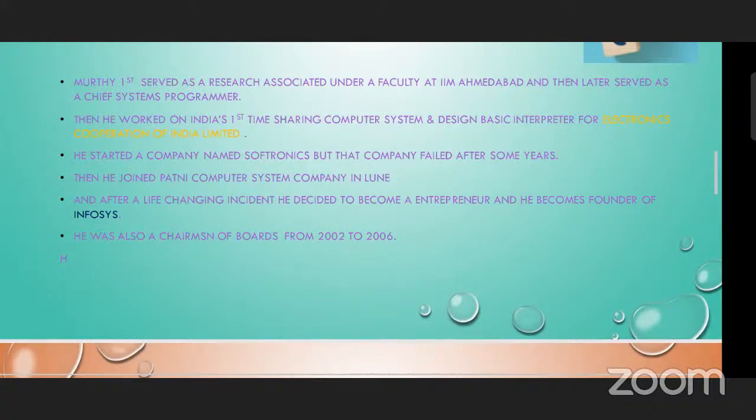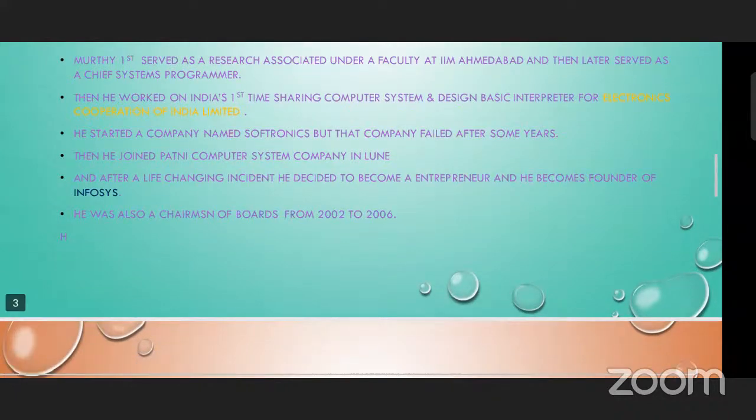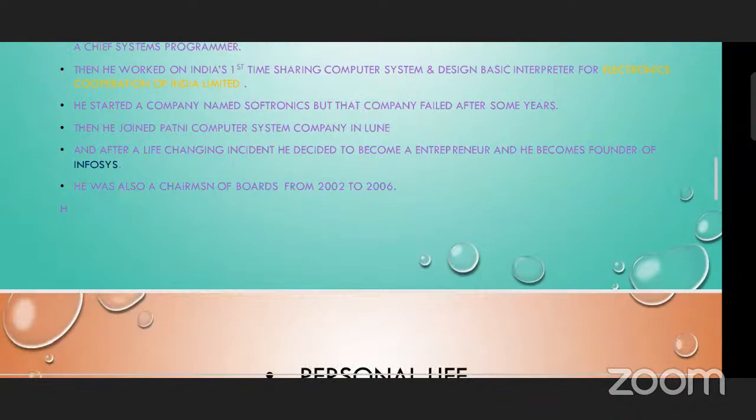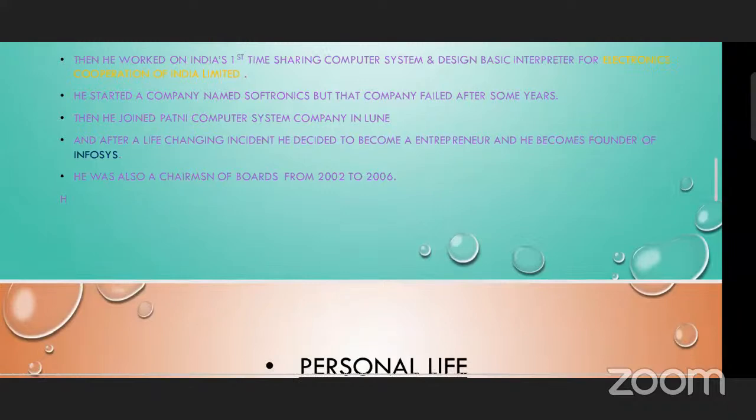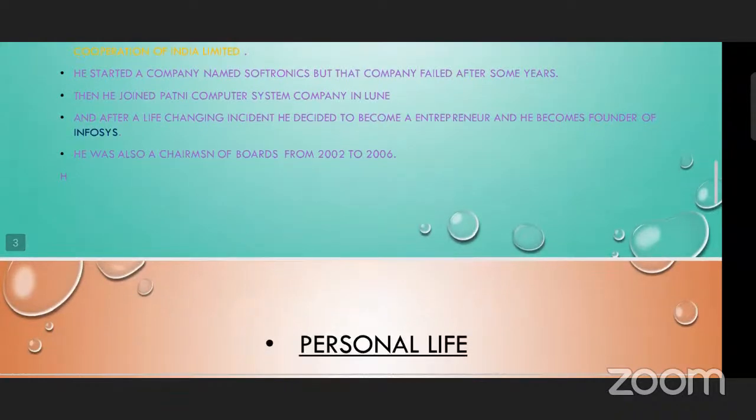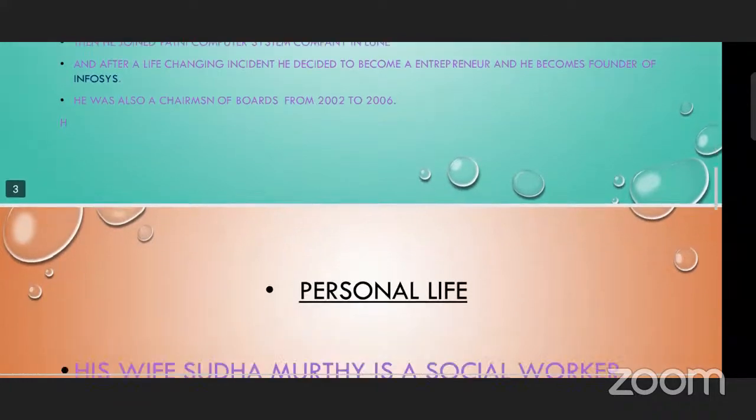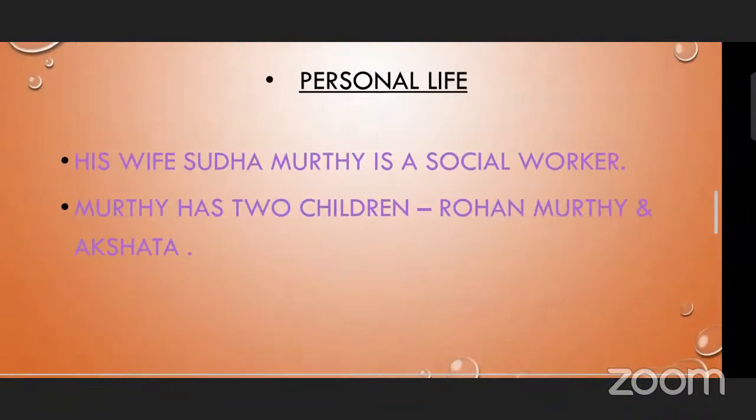He started a company named Softronix, but that company failed after some years. Then he joined Patni Computer Systems in Pune. After a life-changing incident, he decided to become an entrepreneur and he became the founder of Infosys. He was also the chairman of the board from 2002 to 2006. Now his personal life. His wife Sudha Murthy is a social worker. Murthy has two children, Rohan Murthy and Akshata.